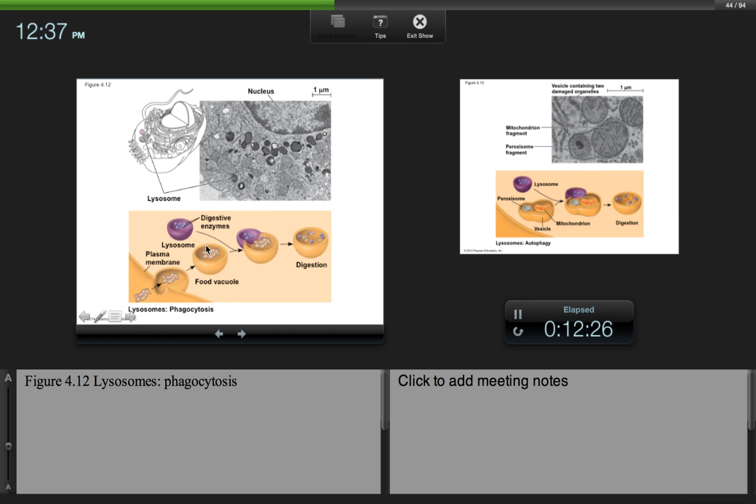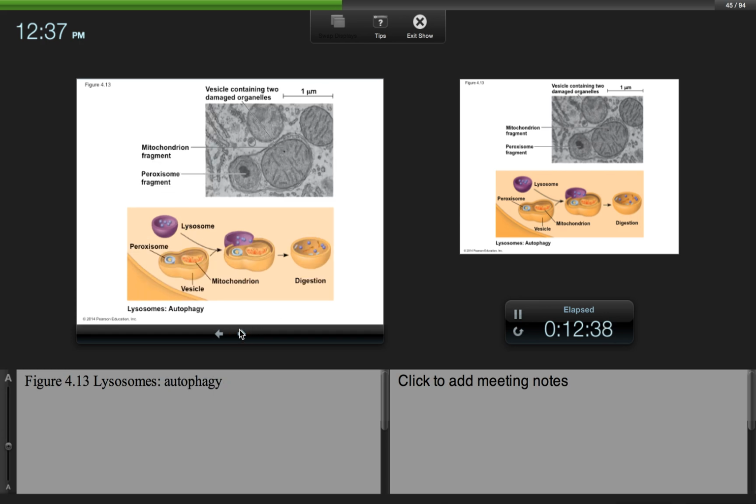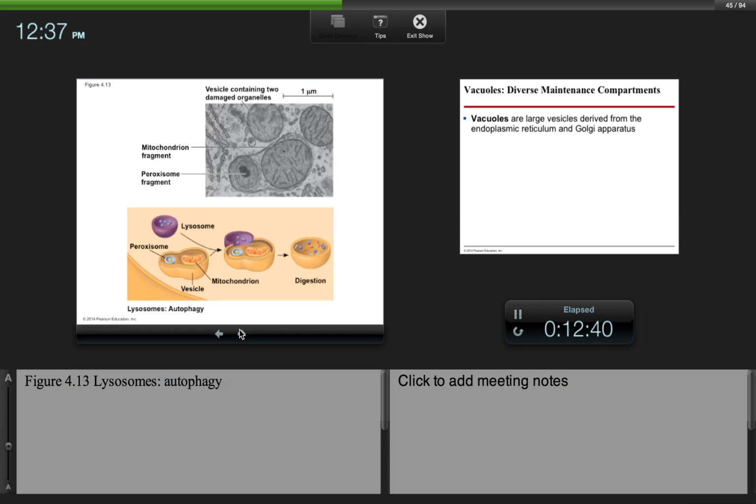So here's an example of phagocytosis, where you have food being ingested by a phagocytic cell, and that food forms a food vacuole. The ingestion of that food forms a food vacuole, which then fuses with a lysosome, which releases its digestive enzymes to break down those molecules, and that is digestion. Here's autophagy, where basically your lysosomes are destroying old organelles or organelles that don't really work that well anymore.